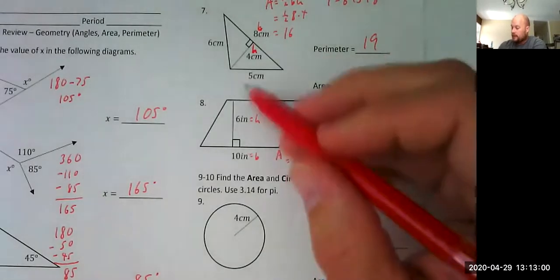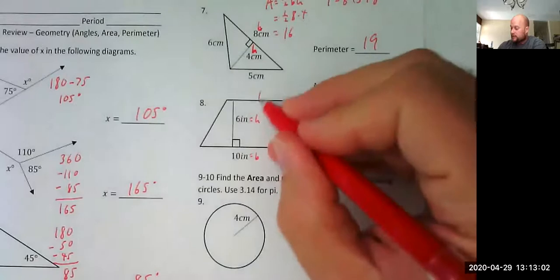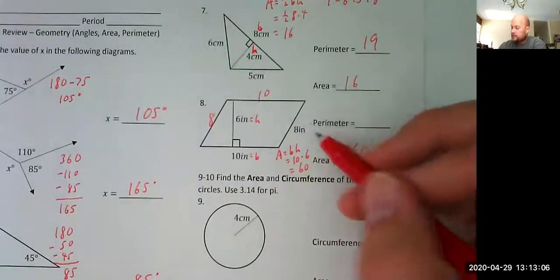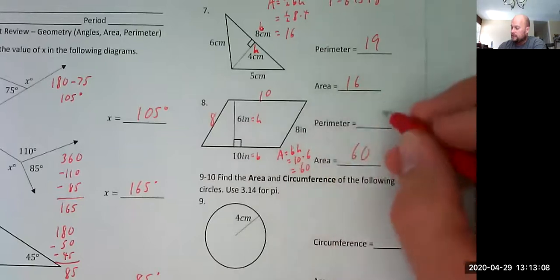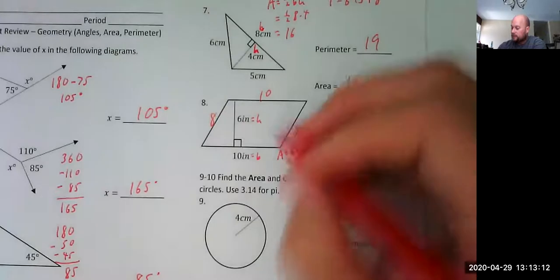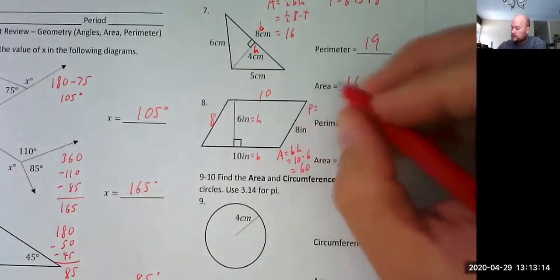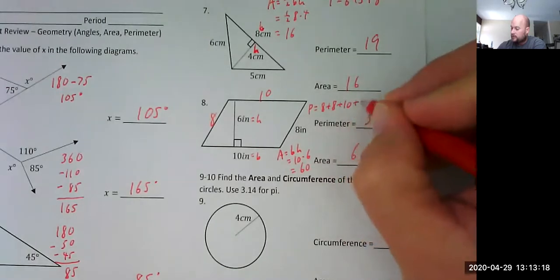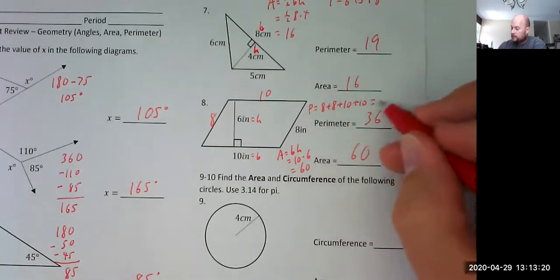Perimeter, again, add up all the sides. Opposite sides in a parallelogram are equal, so that's 10. This is 8. 10, 10, that's 20. 8, 8, 16. 20 and 16 is 36. Again, just adding up all the sides. If you want to see work for it, since you can use this sheet on your test, again, all we did was add them all up, and that's what gave us 36. All right.